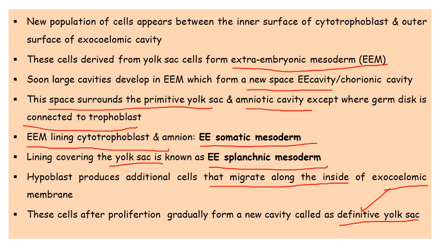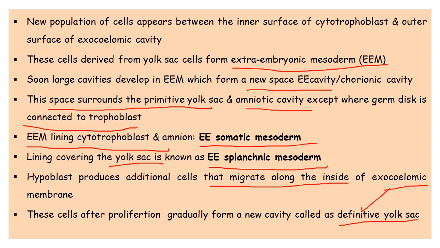So soon large cavities develop in the extraembryonic mesoderm, which form a new space that we call the extraembryonic cavity, or you can say the chorionic cavity. And this space now surrounds the primitive yolk sac, which was present on the embryonic side, and the amniotic cavity, which was present on the embryonic pole region, except where the germ disc is attached to the trophoblast. So only one side is present at which this chorionic cavity is not present, and that side of the embryo is connected to the trophoblast in the form of a stalk.